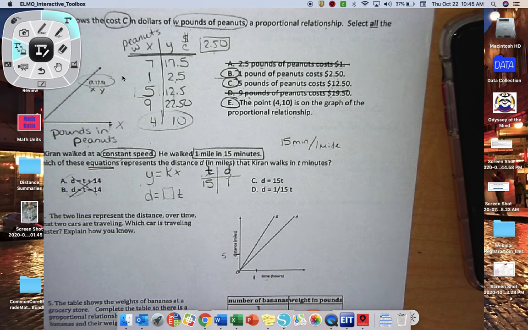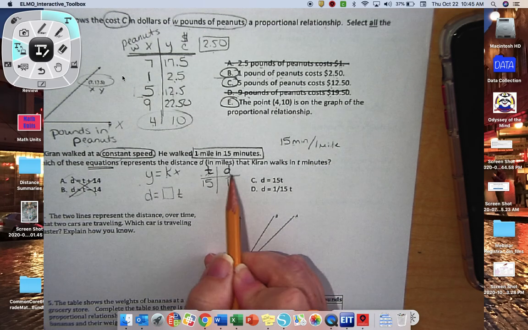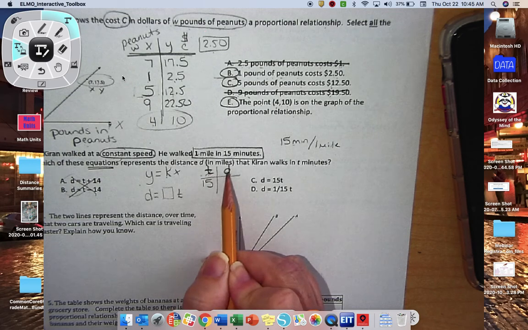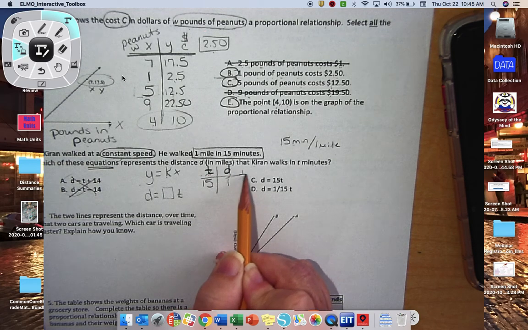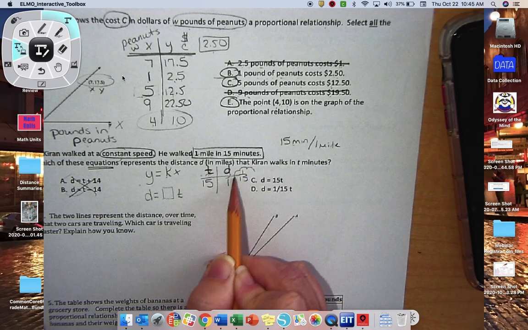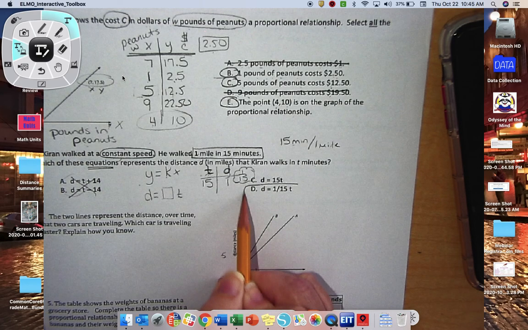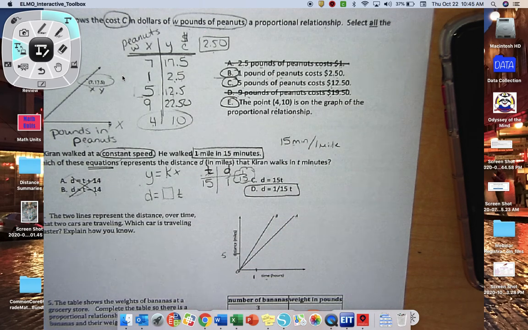So now when you're figuring out your constant of proportionality, which will give us that k value, you're doing y over x. You're doing d divided by t, and that's how you get your 1/15, and that's why choice D is the correct choice for that one there.